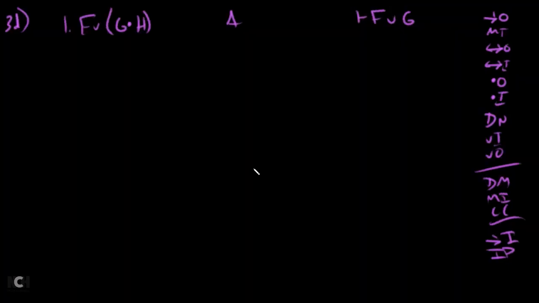Okay, let's take a look at 3D. Now 3D is painful because it does something that is rough to figure out. We've got F wedge G dot H, and we want to get F wedge G.